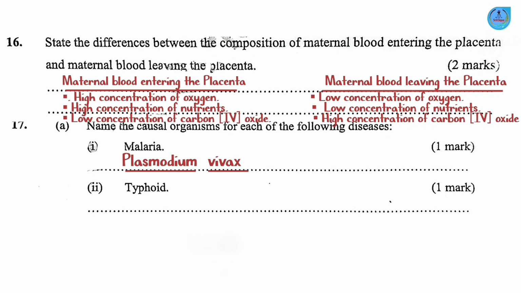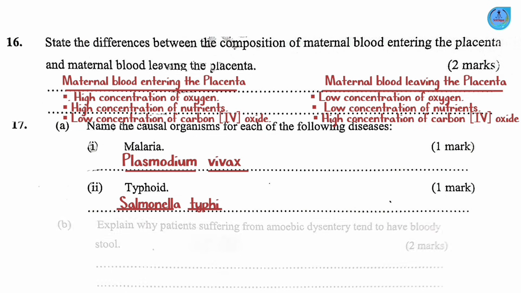Just a reminder, when doing so, don't forget the rules of binomial nomenclature. The generic word is supposed to start with a capital letter. And because it's handwritten, you are supposed to separate these two with a line. Okay, you're supposed to underline separately. Now, Roman number 2, typhoid, that is Salmonella typhi.